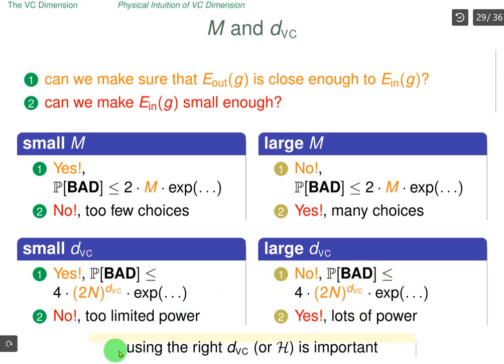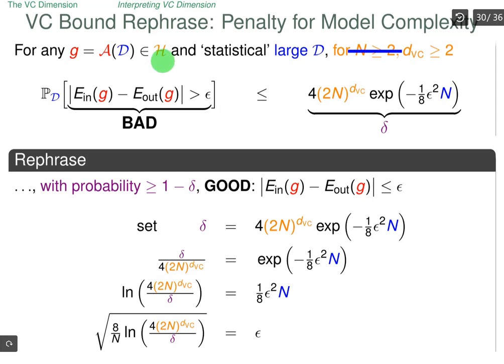Okay, now the next question: using the right VC is important. But before we said using the right M is important. Let us now rephrase the VC bound to derive the term called penalty for model complexity. We said that the VC bound works for any hypothesis regardless of algorithm, given that the data set is large. And we said also that the probability of a bad event is upper bounded by the following VC bound. This is a bad event. Let's denote it as some delta. What would be the good event?